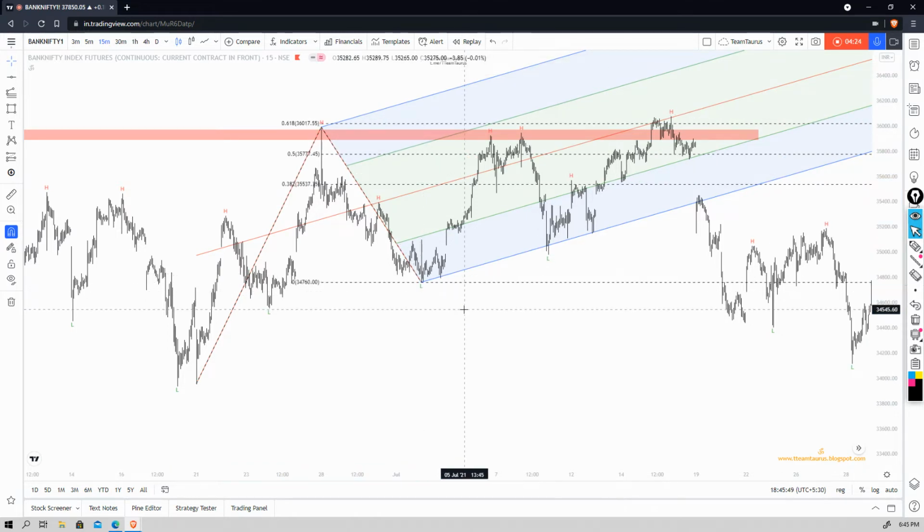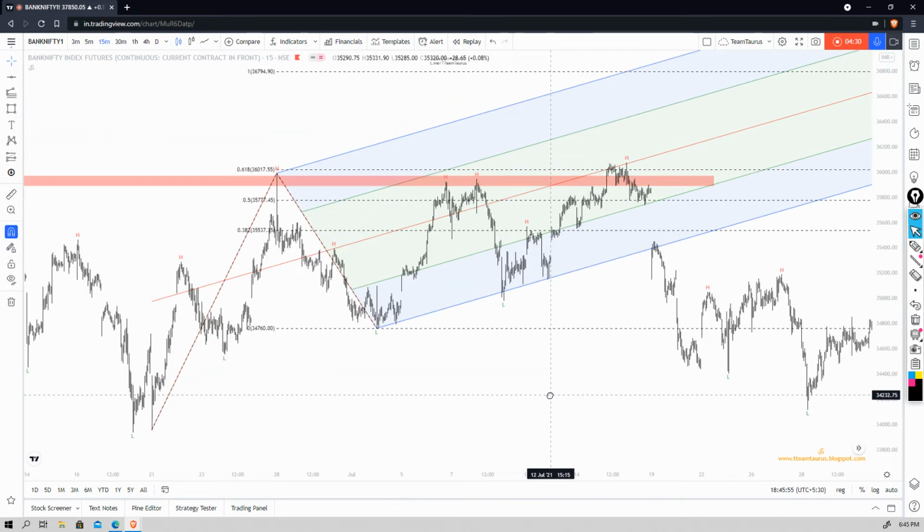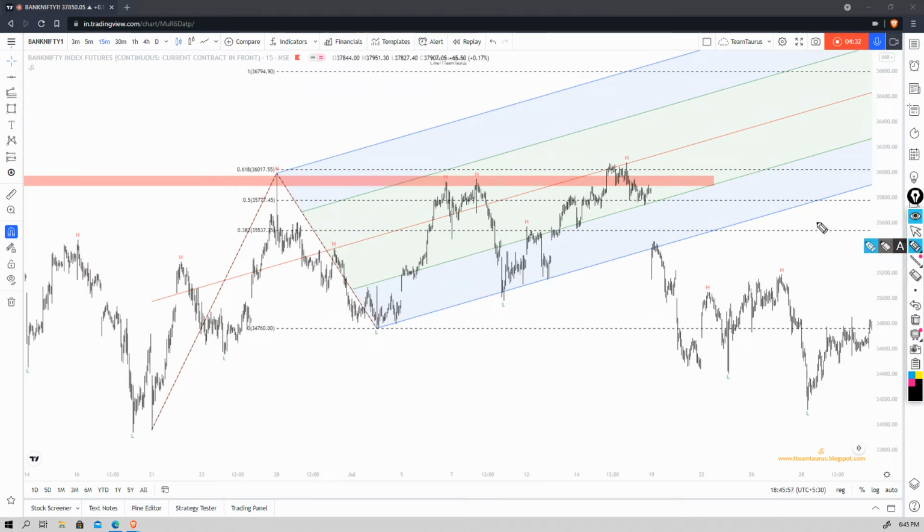Okay, yeah. So now this is absolute 0.618 level, which will be considered as a confluence. This area, and your target is, first target is this one, and second target is this one. As simple as it is.